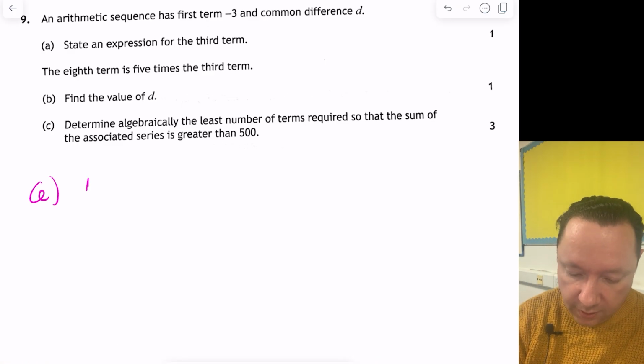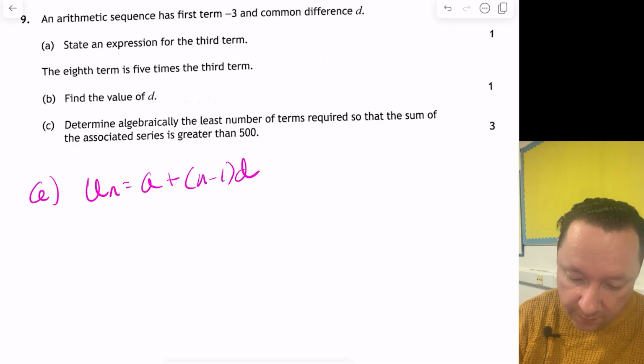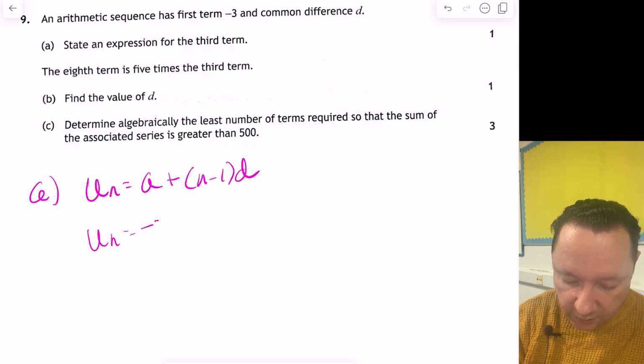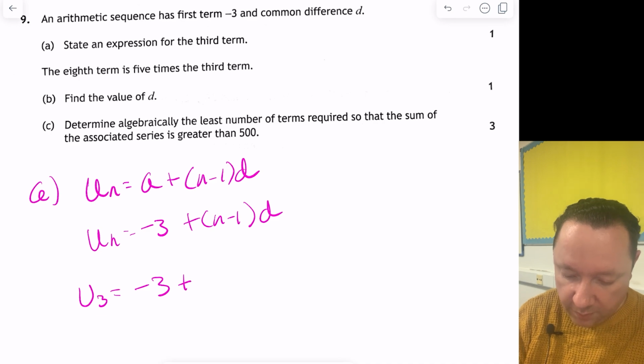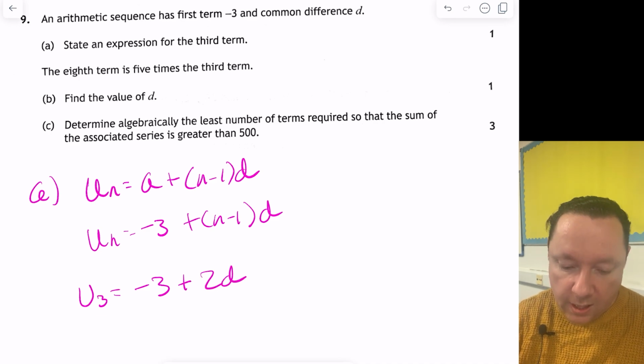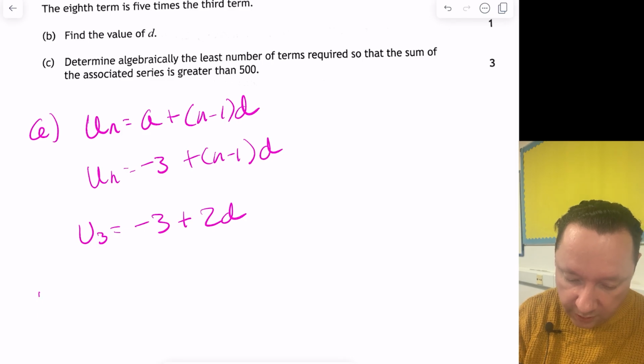So we've got un is equal to a plus n minus 1 d for an arithmetic sequence. So the first term is minus 3. So un equals minus 3 plus n minus 1 d. And we want the third term. So u3 equals minus 3 plus, well, 3 minus 1 is 2, 2d. So that's part A.